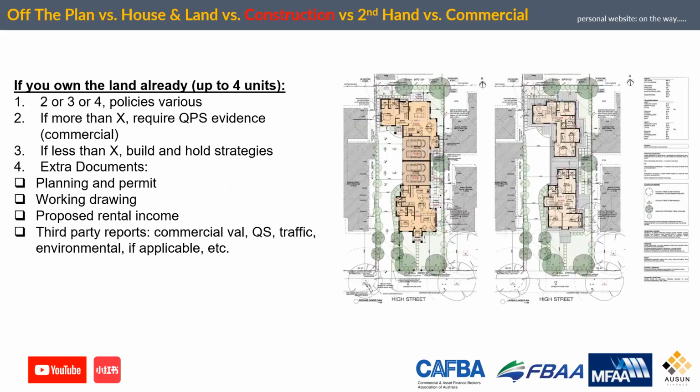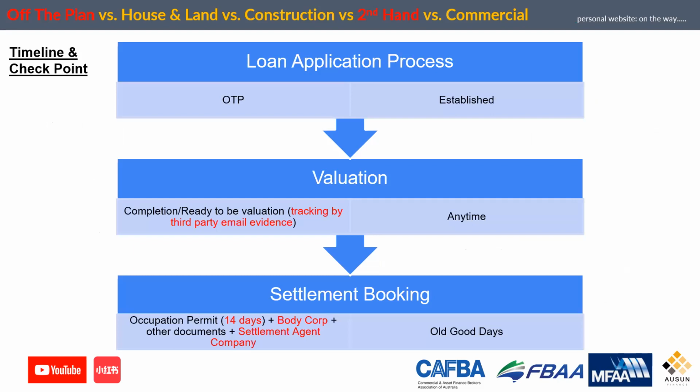But if you want to build multiple units, different banks' policies are different. It could be 2 or 3 or 4, up to 4. If more than say 4, then the banks will require qualified pre-sales. So that is more of a commercial loan. If it's less than the number the banks restrict, then some extra documents are needed, as listed in point 4: the planning permit, working drawings, proposed rental income, because you are going to build and hold. Also third-party reports such as commercial valuation, QS, quantity survey, and other reports such as traffic reports and environmental reports, all of that.